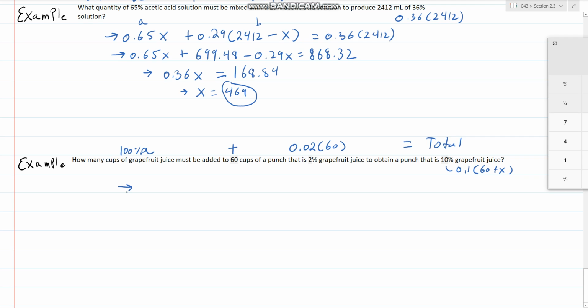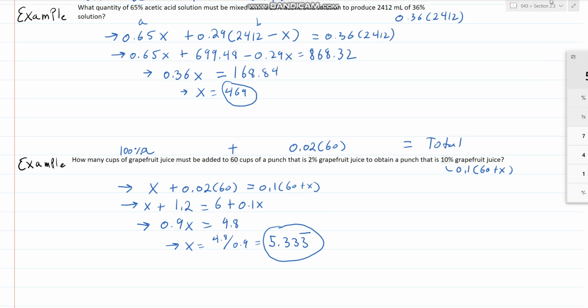So I think we're ready for our equation. I'm going to let A be x there because that's the variable. The 100% is just a 1, so I just have 1x plus 0.02 times 60 equals 0.1 times 60 plus x. There's my single variable equation. I can now start doing the algebra and solving for that. I'm going to pause and fill out all of the algebraic steps, and then I'll be back and we'll talk about the result.